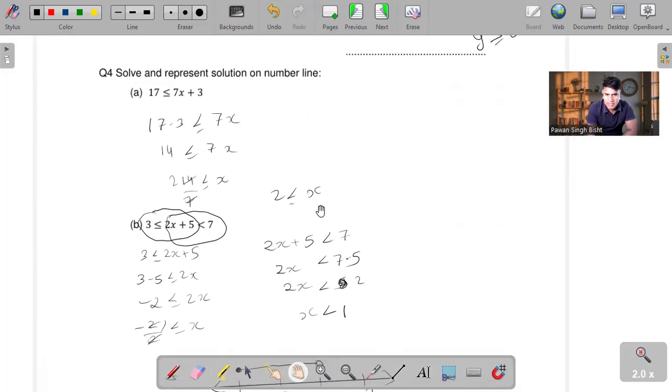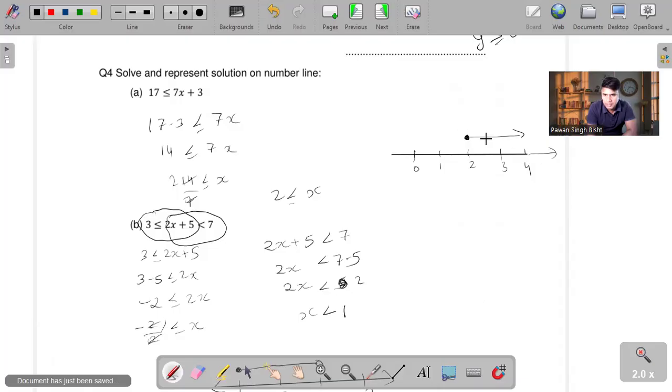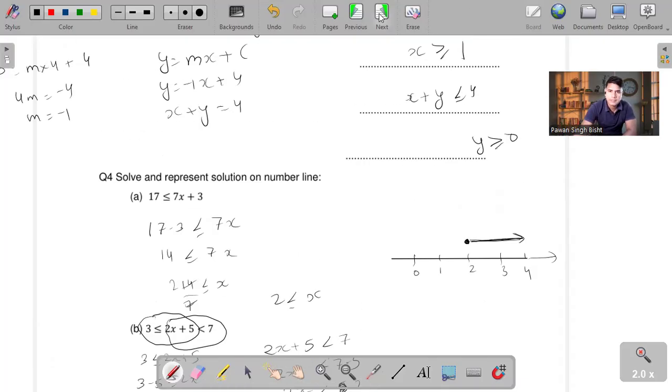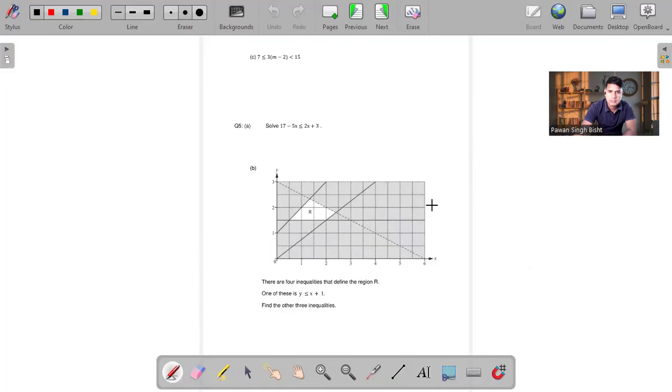Okay, and this is x greater than or equal to 2. So when I draw the number line here, 0, 1, 2, 3, 4, and so on. So x greater than or equal to 2 means 2 included and to the right side of it. Okay, to the right side of it. Clear?